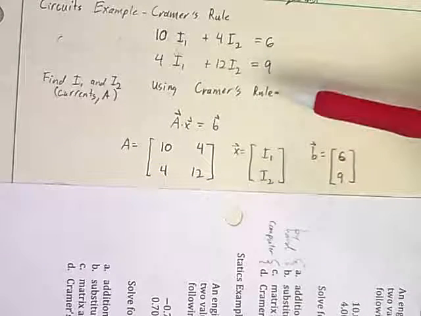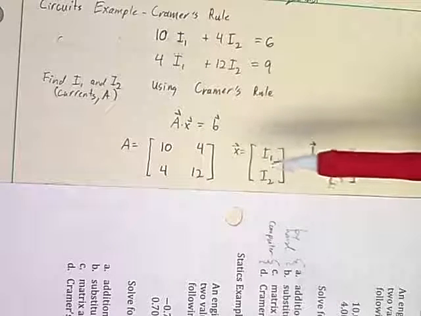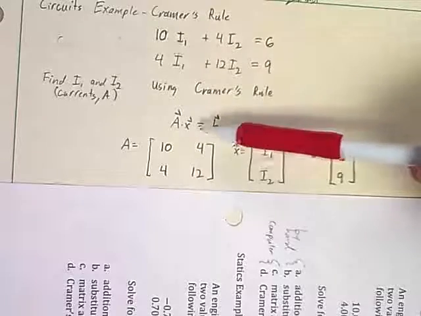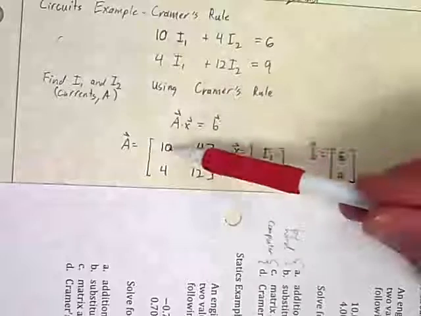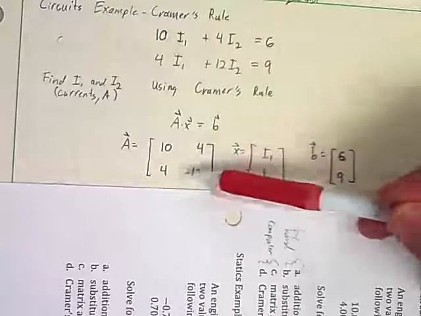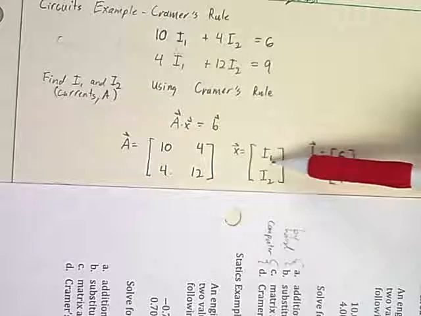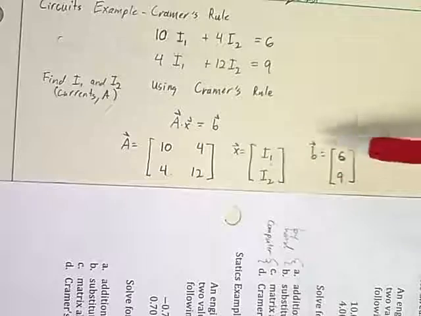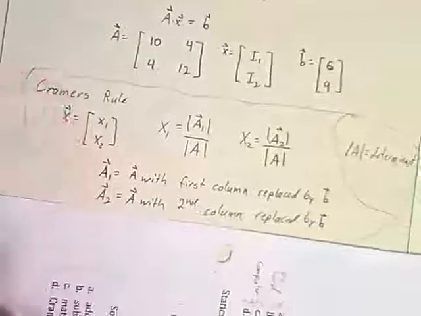So for Cramer's rule, we set it up similar to what we did with the matrix algebra setup. If you remember, we broke it down into A being the matrix of coefficients, 10, 4, 4, and 12, such that when we multiply it by our variable matrix, vector I, we get what's on the left-hand side, and then B marks the right-hand side.